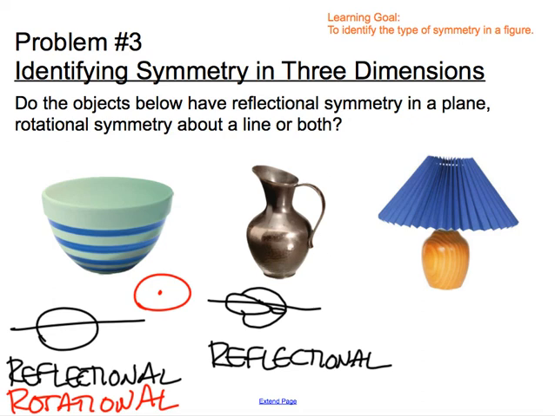And using the same logic that we used on the bowl, we can see that from above, this lamp would have both reflectional symmetry, and since it's circular at all levels, we would say that this also has rotational symmetry.